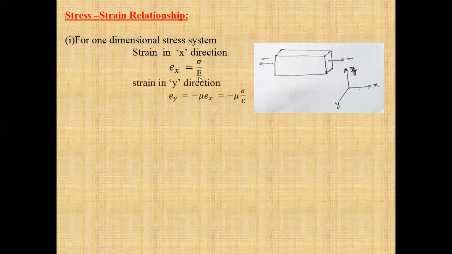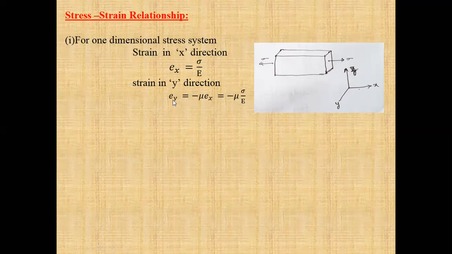Next, in a similar manner, what is the strain in the Y direction? As I said, that phenomenon occurs simultaneously. In the lateral directions, the dimensions decrease as we are applying a tensile load along the axis, or along the length. So the strain in the x direction is sigma by E, but the strain in the y direction obviously takes a minus sign because it is a decrement. So I have taken this.